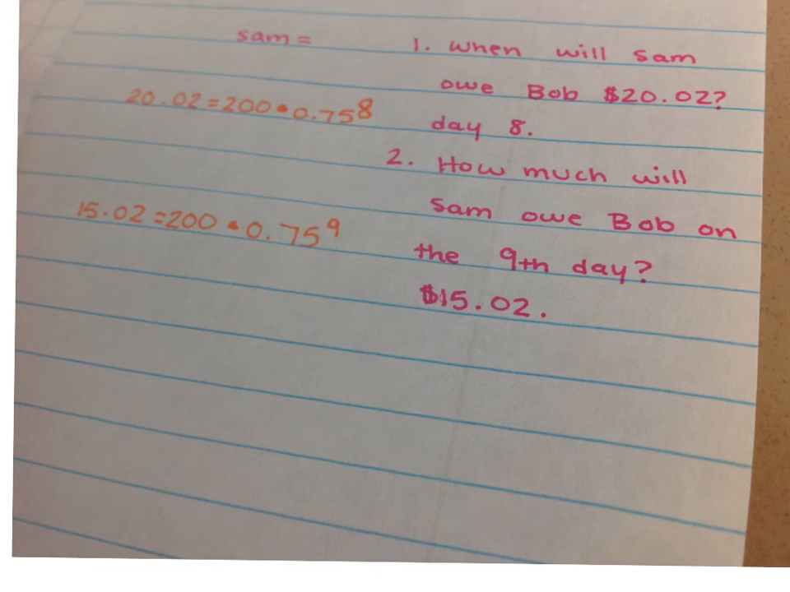The second problem we have is how much money will Sam owe Bob on the 9th day. The answer we have is $15.02. The reason we got this answer is by plugging in the information into the equation. The equation we have is $15.02 equals 200 times 0.75 to the 9th power.